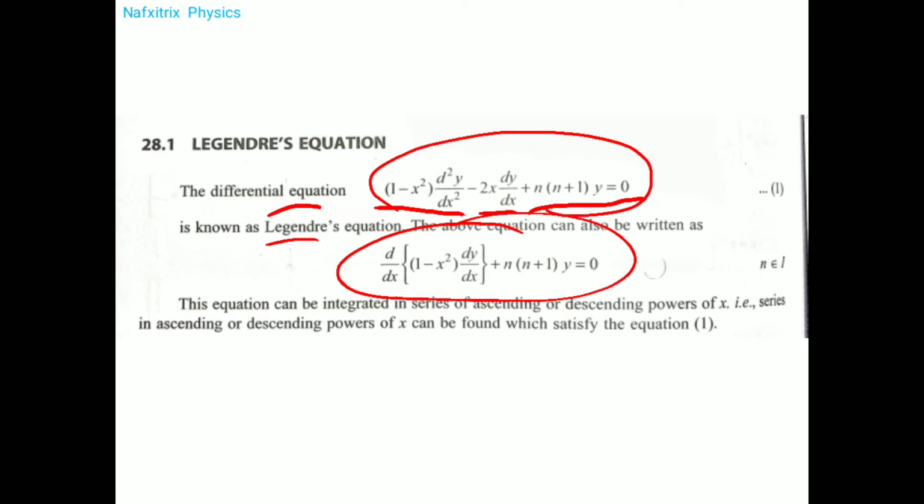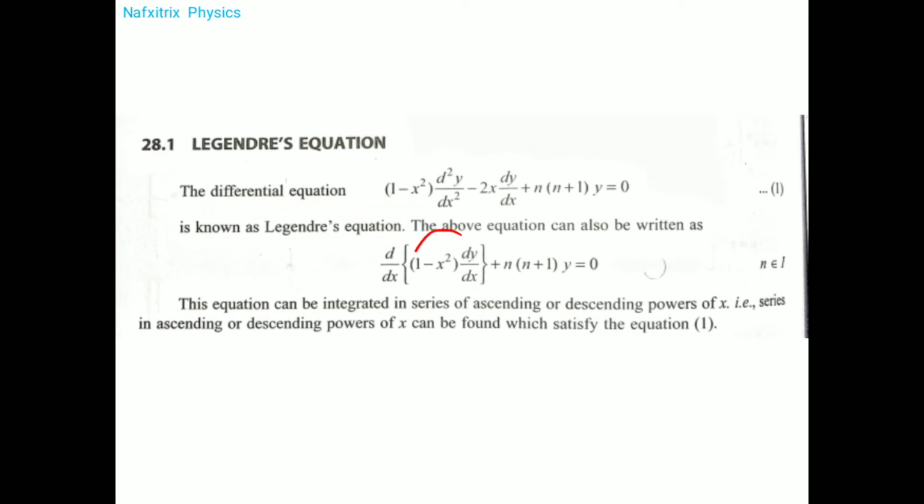So here we can see, if we differentiate this, this is of the form u into v. So we can apply the formula v du plus u dv. If we differentiate this term, first, keeping 1 minus x square aside, we would get 1 minus x square into d by dx of dy by dx, that is nothing but d square y by dx square. And next, we keep this dy by dx aside. If we differentiate this one, the differentiation of 1 is 0 and the differentiation of x square is minus 2x dy by dx, plus n into n plus 1 into y equals to 0. So this is what we are getting.